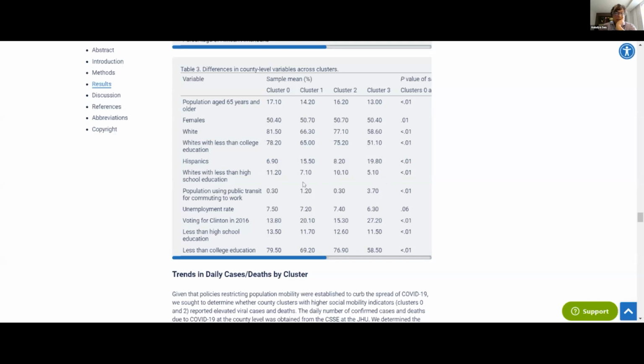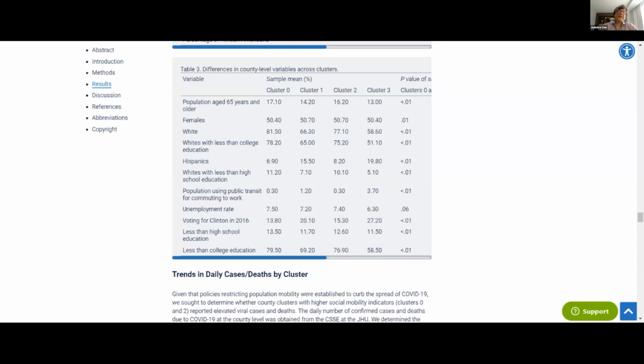There doesn't seem to be a huge difference in public transit. You can also see a bit of this in less than high school education, but high proportions of less than college education. And you can see that's much lower in cluster 3. And you can also see that in cluster 3, which had the lowest mobility, the percentage of voters who voted for Clinton in 2016 were much higher. Okay, so it's not necessarily all clean identification, but you see patterns there.